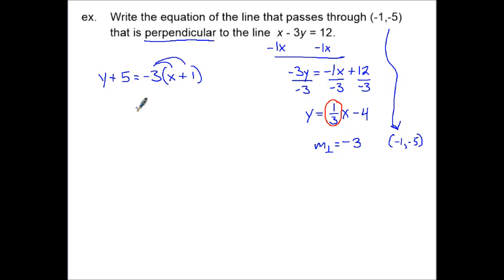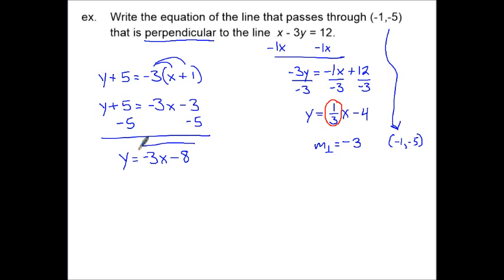My distribution here is not so bad because I don't have a fraction anymore, so negative 3x gives me a negative 3 right there as well. Bring down my y plus 5, lets me subtract 5 from both sides, leaves me with y equals a negative 3x, and then a negative 3 getting together with a negative 5 gets me a negative 8. And there is your final answer for this guy.